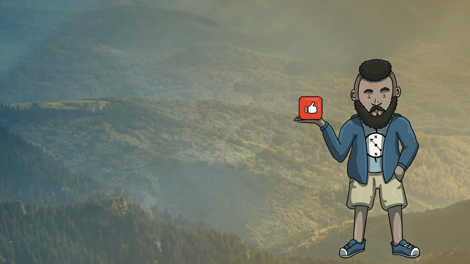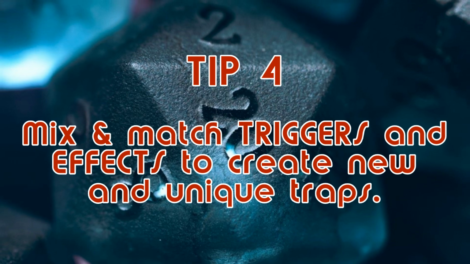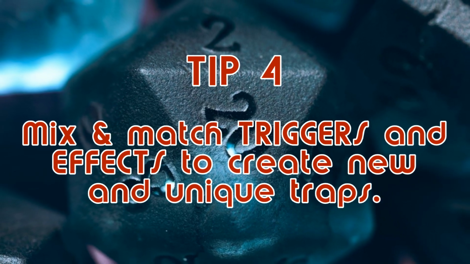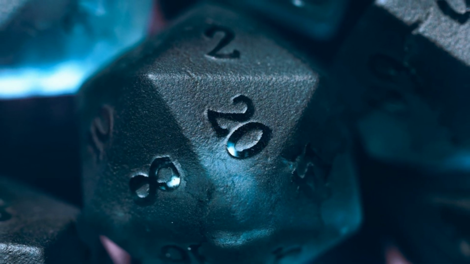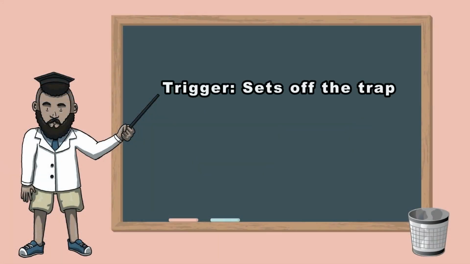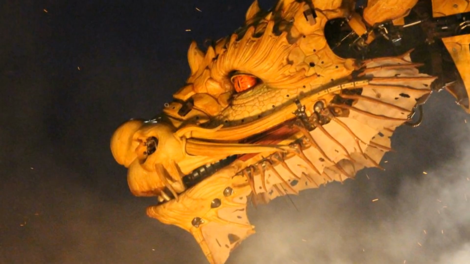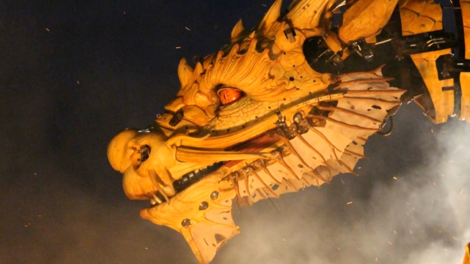Okay, let's go back to traps. Number 4. Mix and match triggers and effects to create new and unique traps. When laying a trap, there are two different components that you need to think about. There is the trigger, so what has to happen for the trap to be set off, and then there is the effect, or the trap itself, so what happens after the triggering conditions have been met. Now, a trigger could be mechanical or magical in nature.